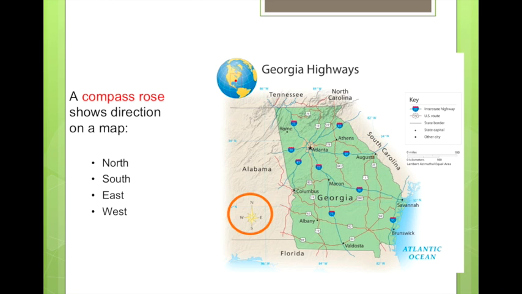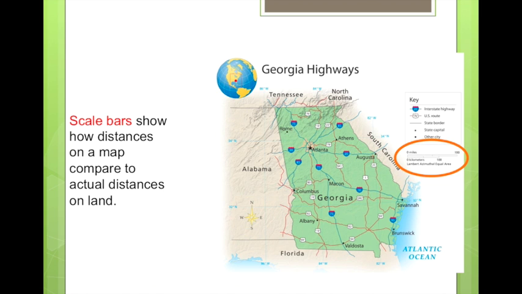Now, what are the parts of a map? And this should be review. A compass rose shows direction on a map. Here you see the compass rose. It's going to show you north, south, east, and west. Many of you use this when we did longitude and latitude. There is a scale bar right here.